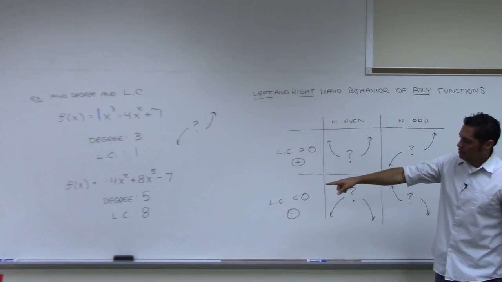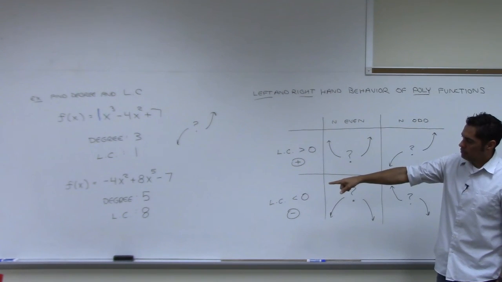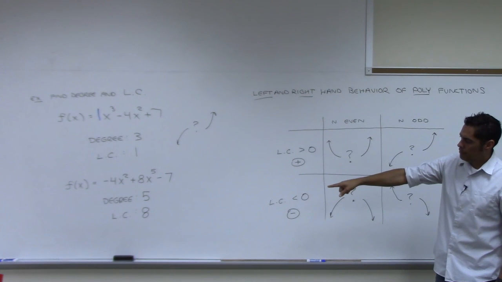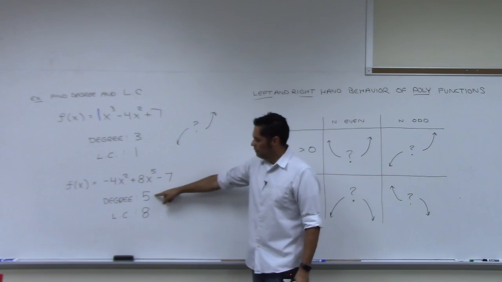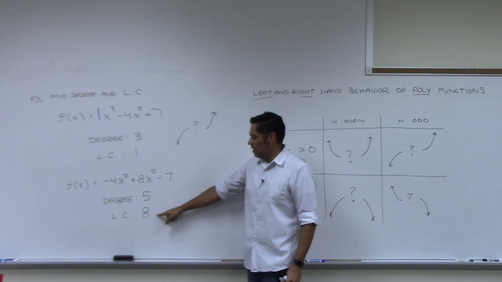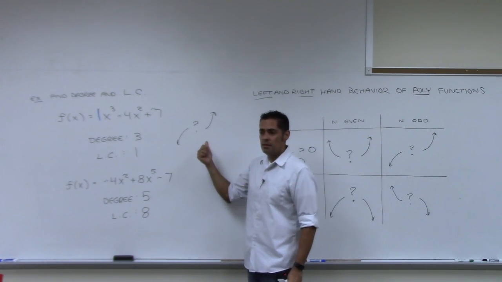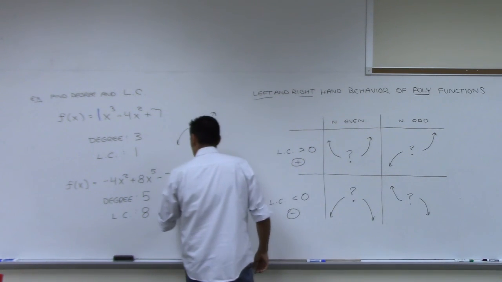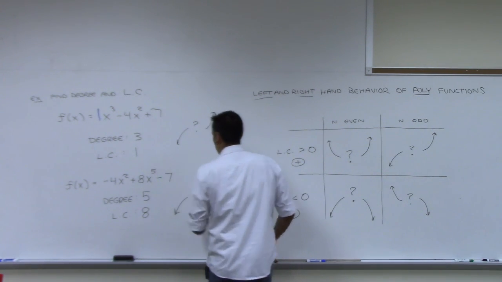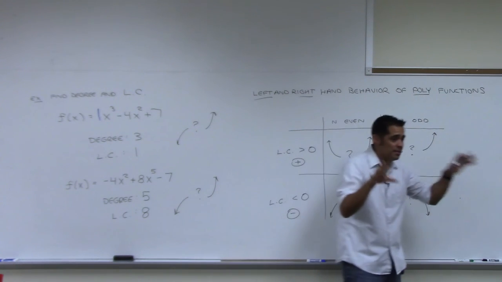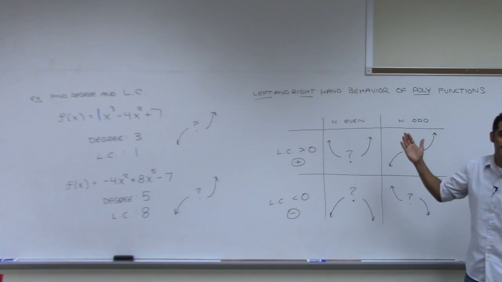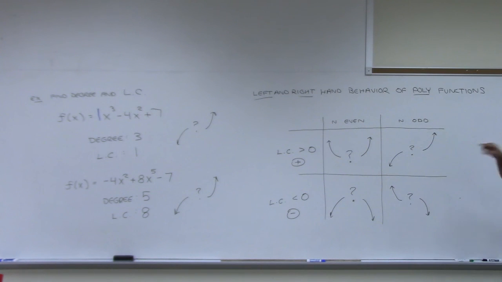What about that one? What's the degree? 5. What's the leading coefficient? 8. So odd, positive again. Same thing, right? It would do the same thing. The left would go down, the right would go up. Now we're not saying that these two graphs look exactly the same. We're just saying that the end behaviors are the same. That's all. In the middle, the question marks mean that they're going to be smooth and curved in there, but where they actually make the curves is different for each one.